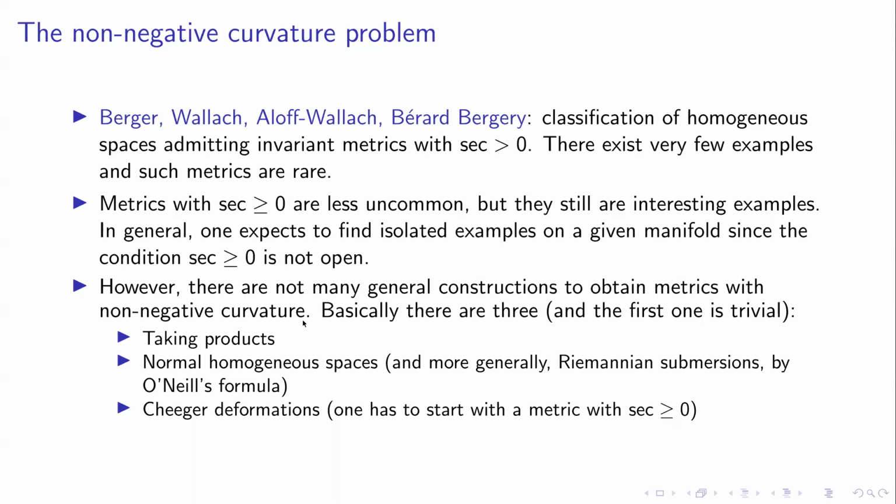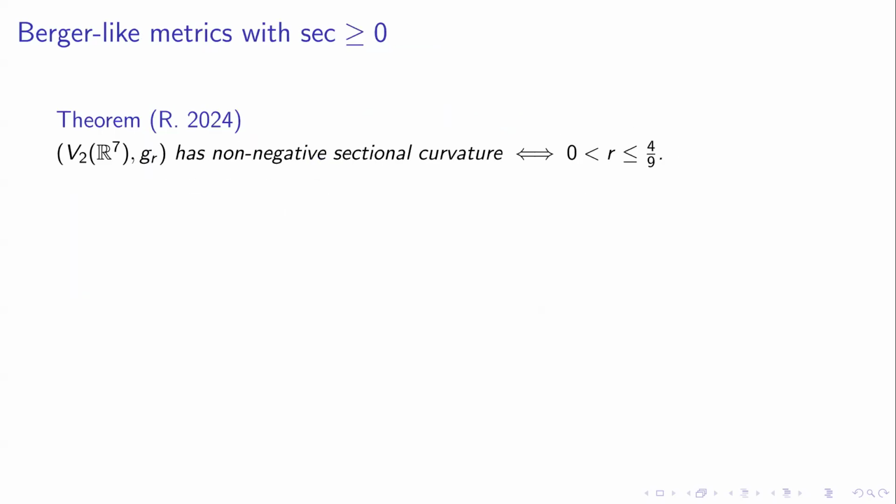However, there are not many general constructions to obtain metrics with non-negative curvature. You have basically these three. You can take a product of metrics with non-negative curvature. You can use O'Neill's formula and work with Riemannian submersions. For example, this is how you prove that normal homogeneous spaces have non-negative curvature. And you can do a Cheeger deformation, but you have to start with a metric with non-negative curvature.